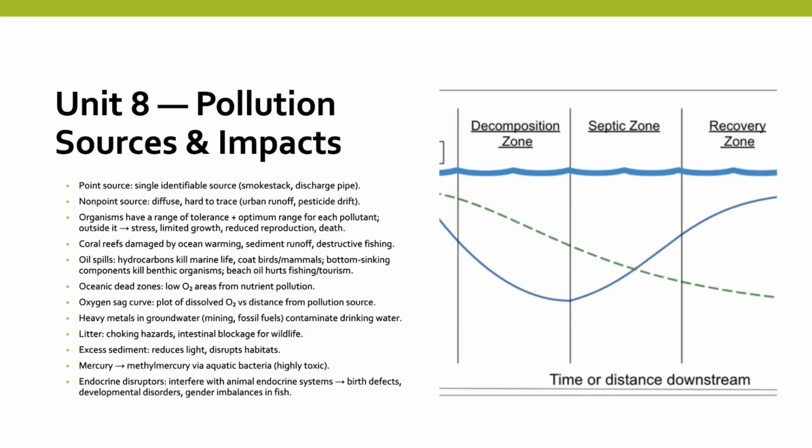Coral reefs are casualties of warming, sediment, and destructive fishing. Oceanic dead zones are from nutrient pollution, where the oxygen sag curve shows dissolved oxygen tanking downstream of pollution. Aquatic bacteria convert mercury to methylmercury, which is far more toxic, and endocrine disruptors mess with hormones, causing birth defects, developmental disorders, even fish gender shifts. Crazy.